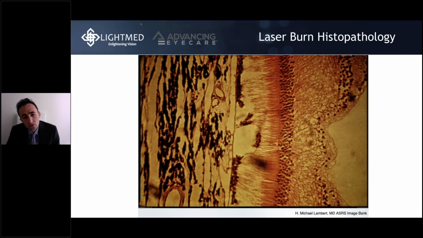Also, this is a good graph to show how the melanin is present in heavy concentration within the choroid, which is to your left, and also the RPE, which is the layer of cells that separates the choroid from the retina.